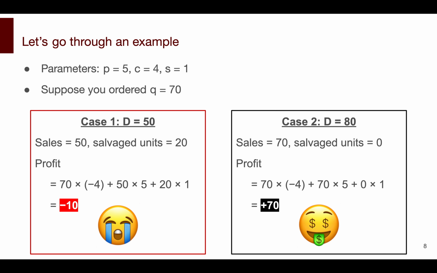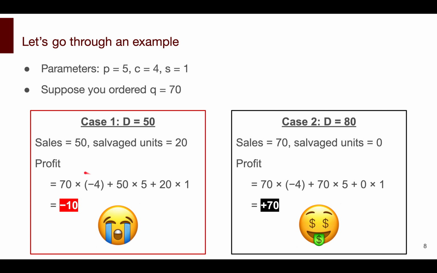Okay, let's go through a small example to show you how this works. Suppose a newspaper sold for $5, it costs $4 and is salvaged for $1. And suppose you decided to order 70 copies. Let's say demand is 50. In that case, you can sell 50 and there are 20 units that you can't sell.